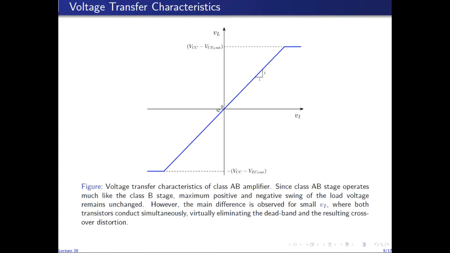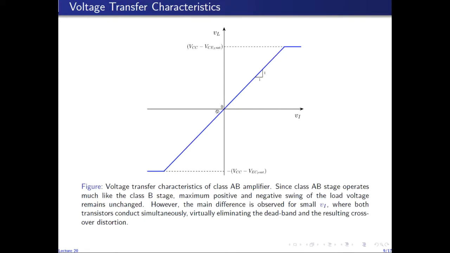So the main difference between the operation of class AB and class B amplifiers is observed around VI equal to 0. For the class B amplifier, we had a dead band about VI equal to 0. But here, because of the voltage VBB, both transistors QN and QP are biased and conducting even if there is no VI. So even when VI is 0, they conduct a quiescent current equal to IQ. At VI equal to 0, the load voltage is 0 because the emitter current for QN is the same as the emitter current of QP. That is, the same quiescent current flows through both transistors, and there is no load current.